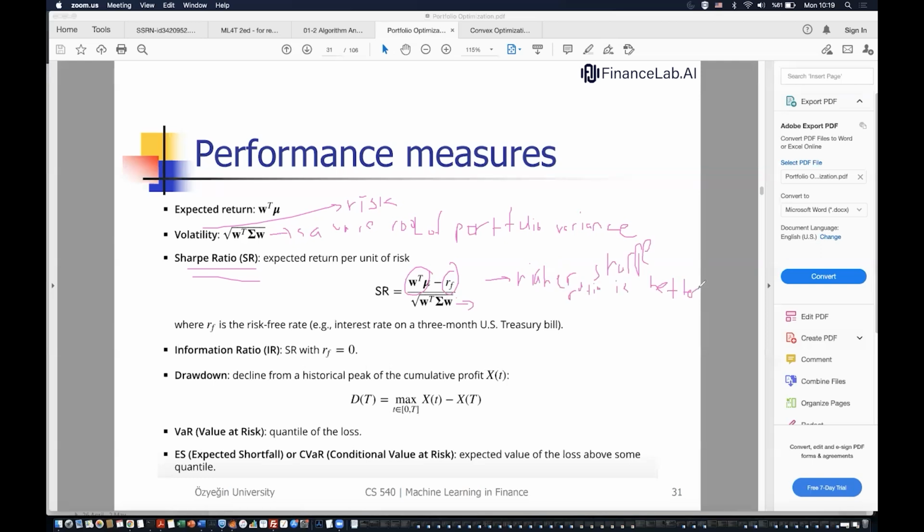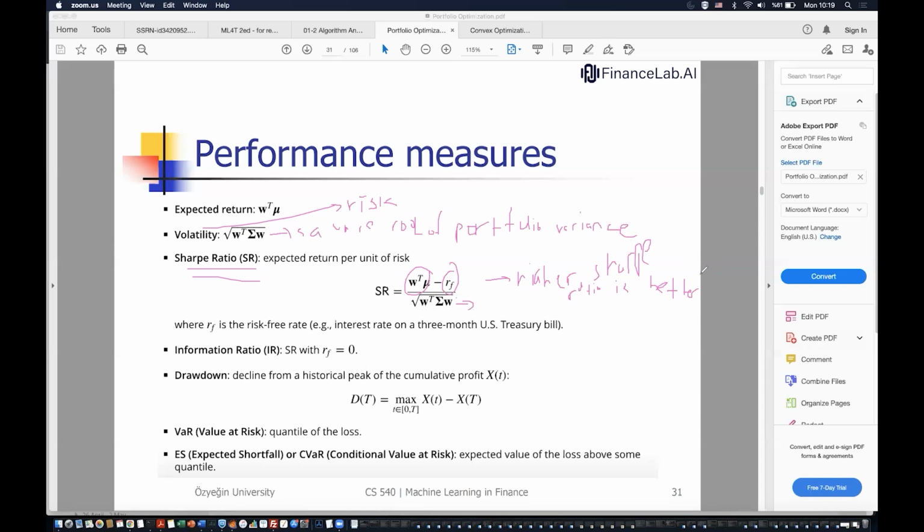And another thing is the information ratio. Again, it's the same as the Sharpe ratio, but in this case, we don't have the risk-free rate. We don't have the benchmark. It's just the mean expected return divided by the risk, without considering the risk-free rate. And there are other performance measures. These are the ones that, whenever we have a portfolio, we historically backtest our portfolio, and these are the metrics that we show our results with.